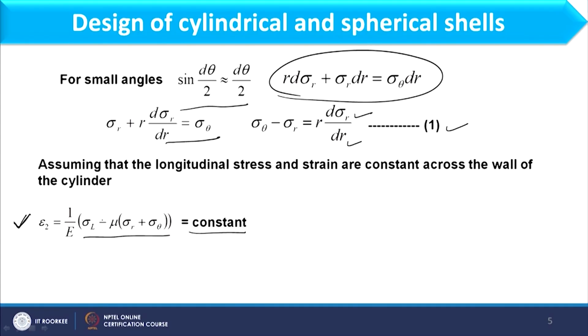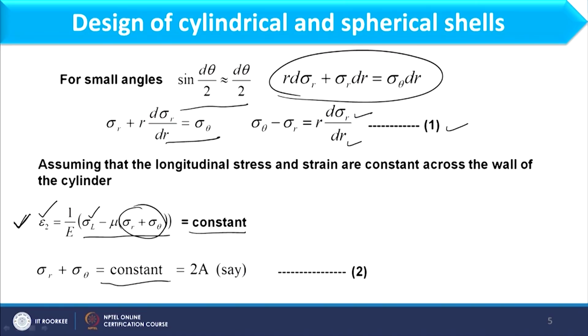Now as we have discussed, longitudinal stress will be constant, and accordingly strain in that direction will also be constant. So in this equation if you see, epsilon 2 is constant, E is constant, sigma L is constant and mu is constant. So the only variable I have is sigma r plus sigma theta. Okay. So further I can rearrange this in this form, sigma r plus sigma theta equal to constant, and that we can equate to 2a for derivation purposes, and this I have mentioned as equation 2.